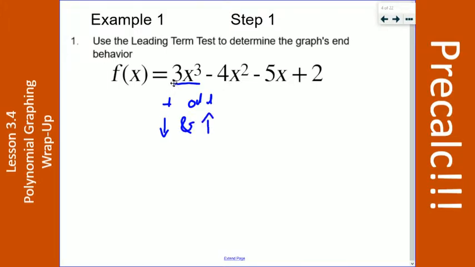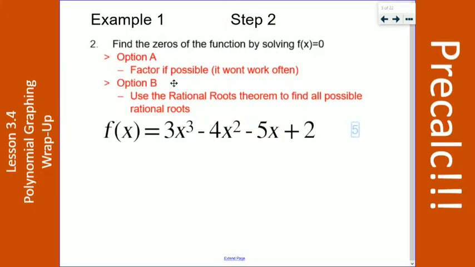All right, feel free to refer back to that table and make that table whenever you're trying to graph some stuff. So that's step 1. Our end behavior is going to be down and up. Step 2. We want to find the zeros of the function by solving f of x equals 0.